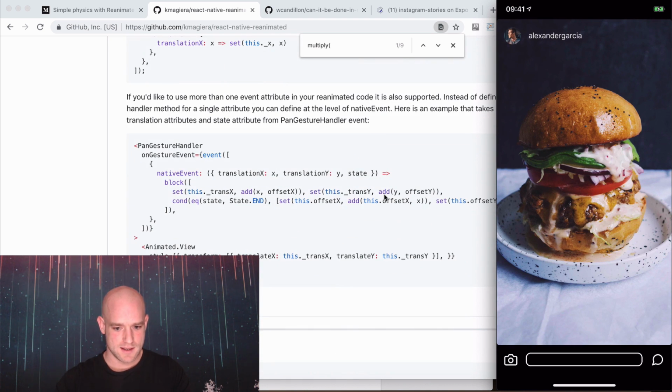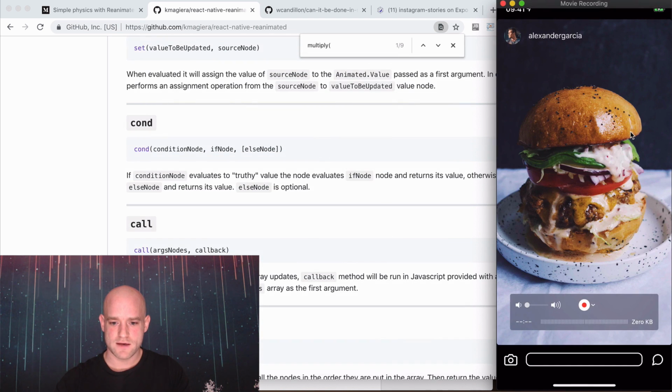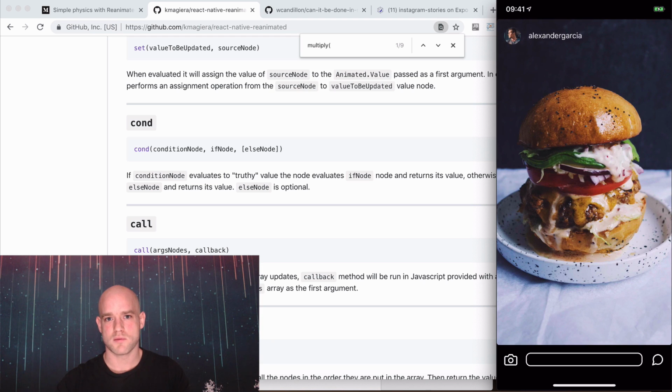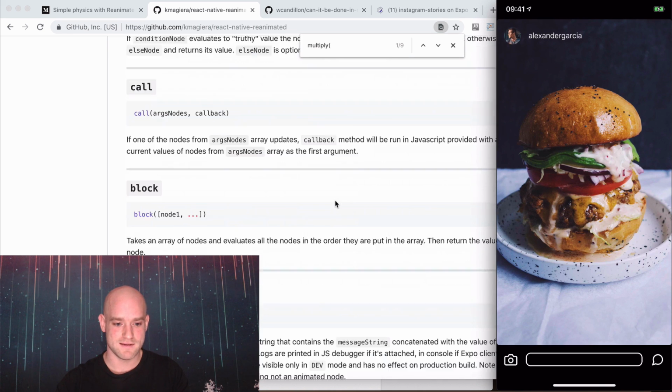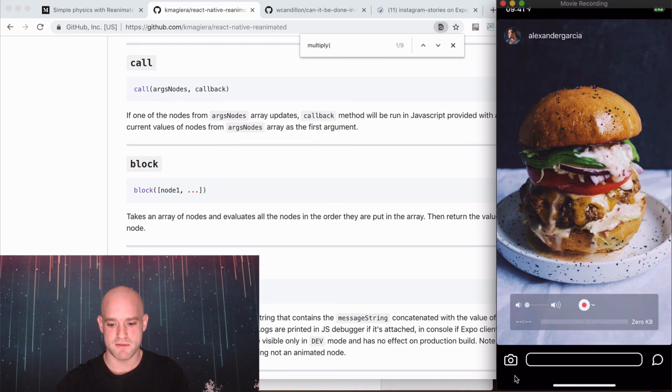And so yeah, let's try, instead of using a listener on the animation value when using setNativeProps, to declare this animation declaratively on the native thread using Reanimated.